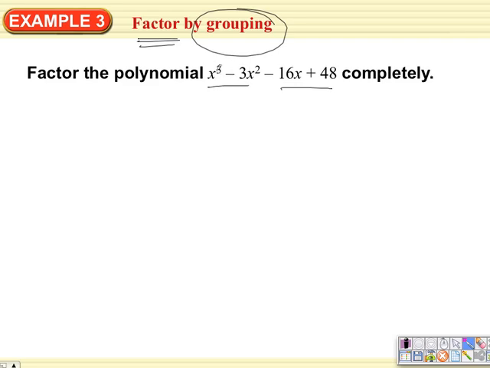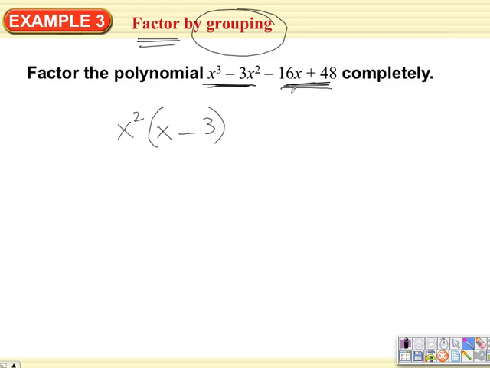Like, look at the first two, x cubed and x squared. They got something in common. Look at the second group, 16 and 48. They got something in common. So step one is you're going to take these two and find the GCF, which is x squared. You're just going to factor it out of these two. So that becomes x squared times x, minus x squared times 3.